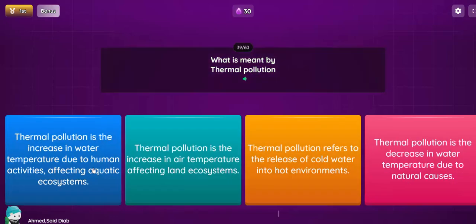Question: what is meant by thermal pollution? Option 1: thermal pollution is the increase in water temperature due to human activities, affecting aquatic ecosystems. Option 2: thermal pollution is the increase in air temperature affecting land ecosystems. Option 3: thermal pollution refers to the release of cold water into hot environments. Option 4: thermal pollution is the decrease in water temperature due to natural causes.